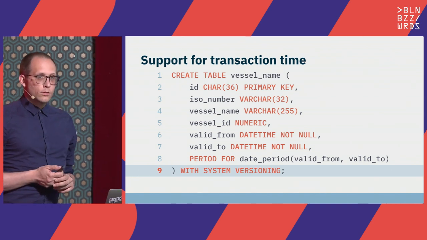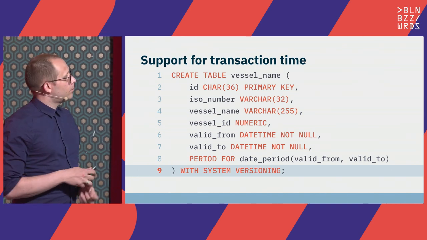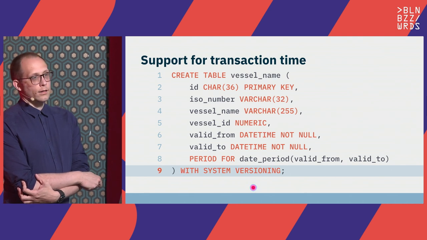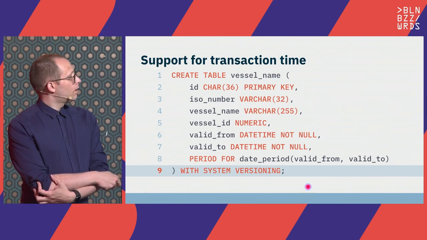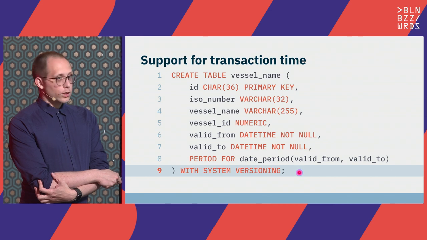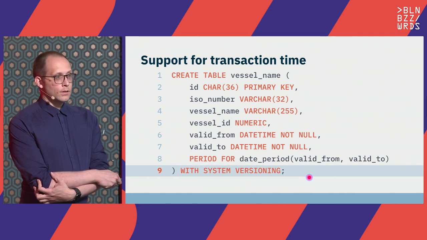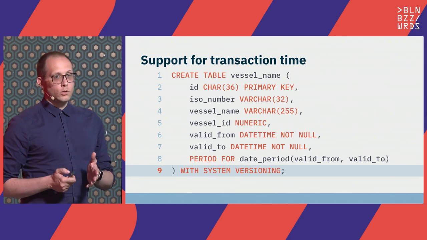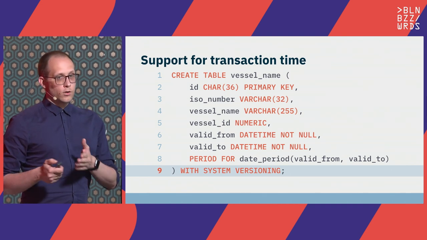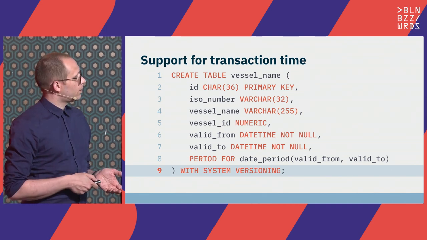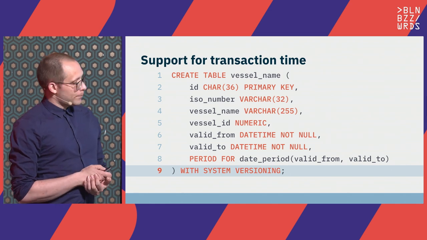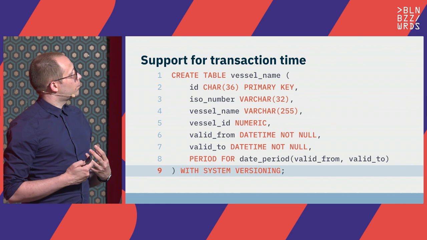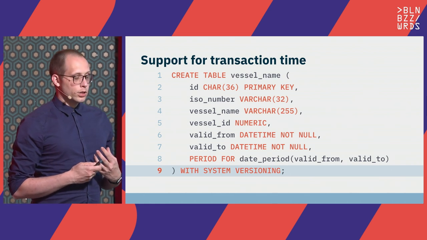If we want to track the transaction time of a table, we just have to add the statement with system versioning to the end of the DDL script. You can also do this after creating a table with an update statement. So you can add system versioning to an existing table. You can also remove system versioning from a table with an update clause. But this is everything we have to do on the DDL side to enable system versioning for that table.